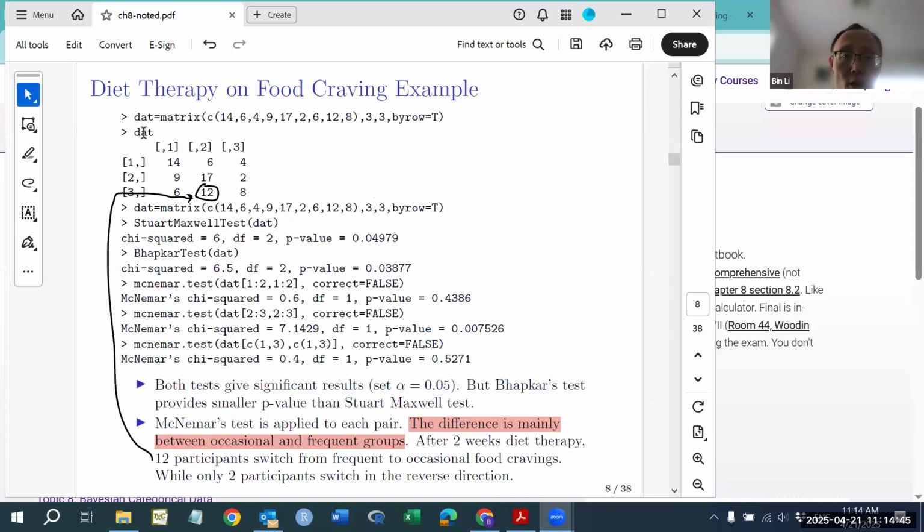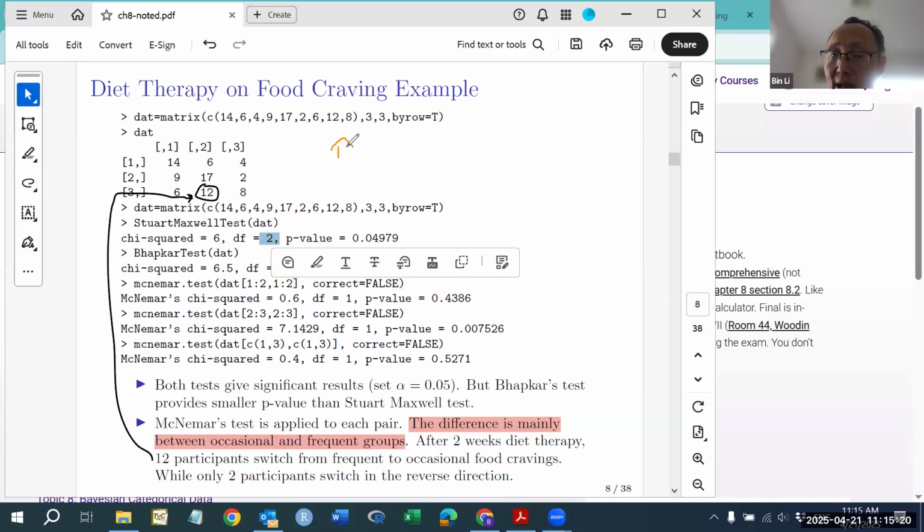Okay, now let's see. So this is the data matrix, and for the generalized McNemar or the Stuart-Maxwell test, this is the function called the Stuart-Maxwell test. You can use that function to do the Stuart-Maxwell test, also called the generalized McNemar test. And you can see the degree of freedom is 2. Why is it 2? Because the null hypothesis actually involves 3 equations.